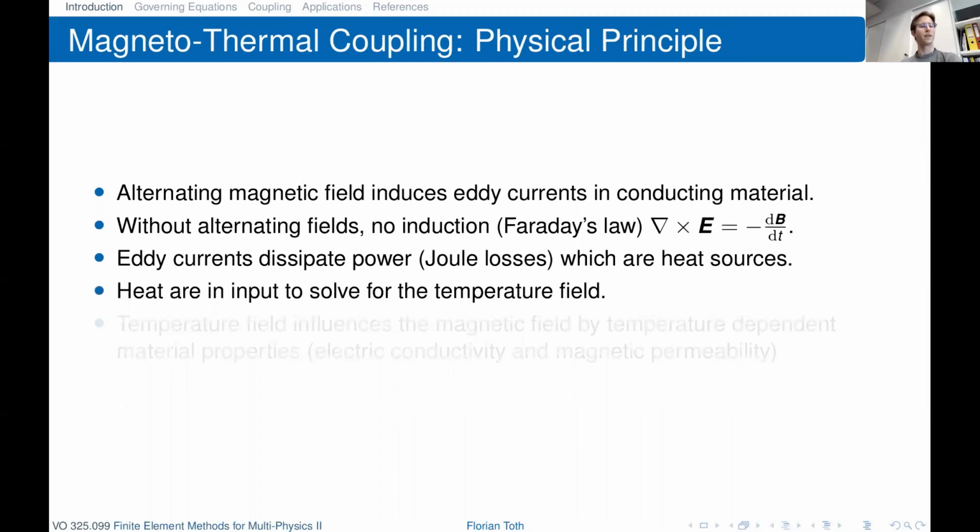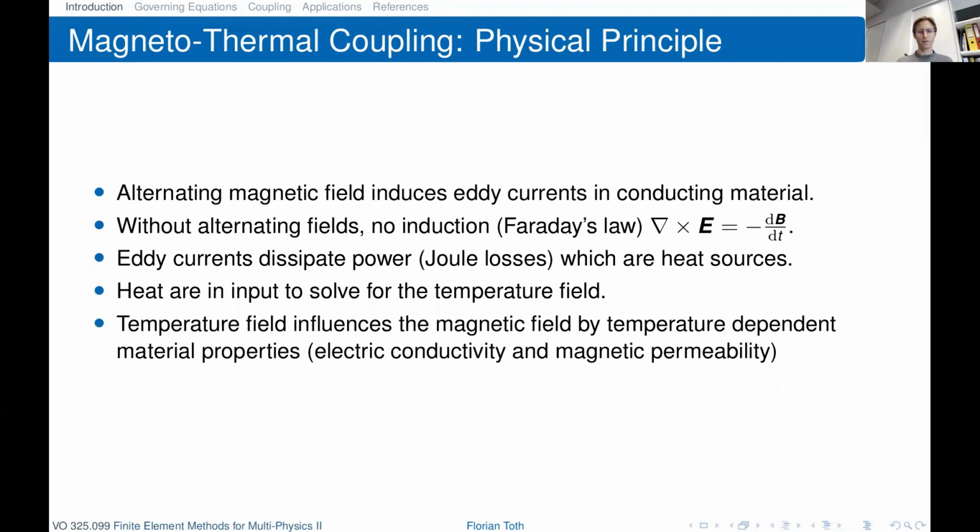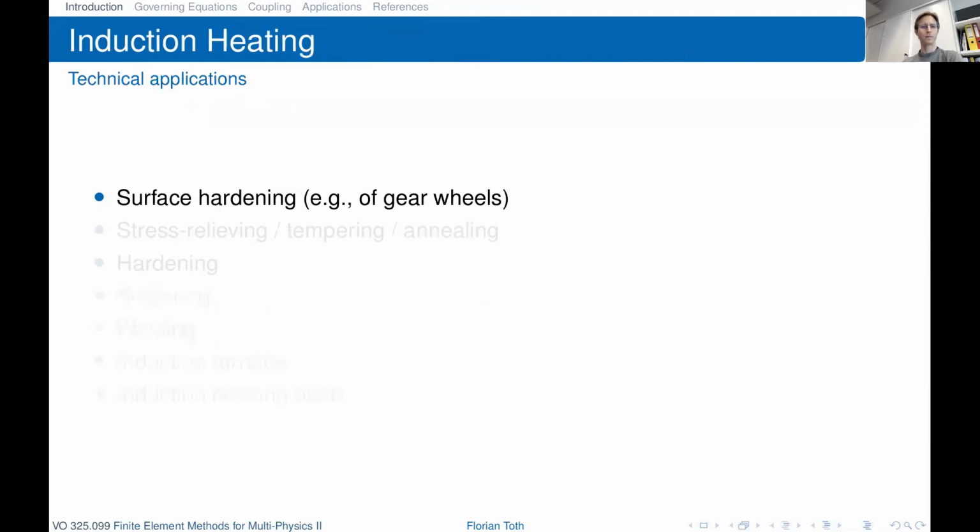And these Joule losses are, of course, heat sources. So they serve as an input to solve for the temperature field. So we have some heat sources originating from the electric field that is induced via the magnetic field. And this temperature field in turn can, of course, impact the magnetic field through temperature-dependent material properties like the electric conductivity and the magnetic permeability, which can often be temperature-dependent. So these are the physical principles.